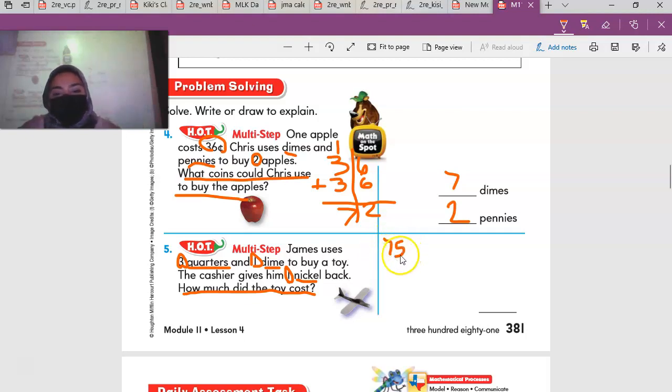And what's 75 plus a dime, which is 10? 75 plus 10 is 85 cents. So he uses 85 cents to buy a toy. Well, the cashier gives him 1 nickel, which is worth 5 cents. So the cashier gives him 5 cents back. So 85 take away 5 is 80. So how much did the toy cost? 80 cents. That was also very easy.